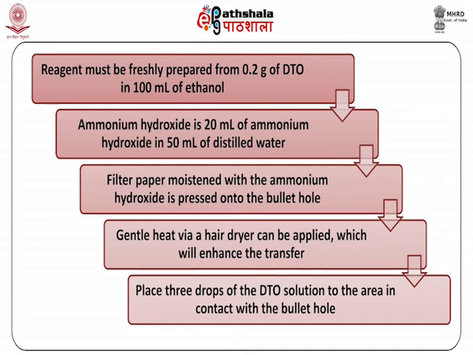Place 3 drops of the DTO solution on the area in contact with the bullet hole. A dark greenish-gray reaction constitutes a positive reaction for copper. A blue-violet coloration constitutes a positive reaction for nickel.